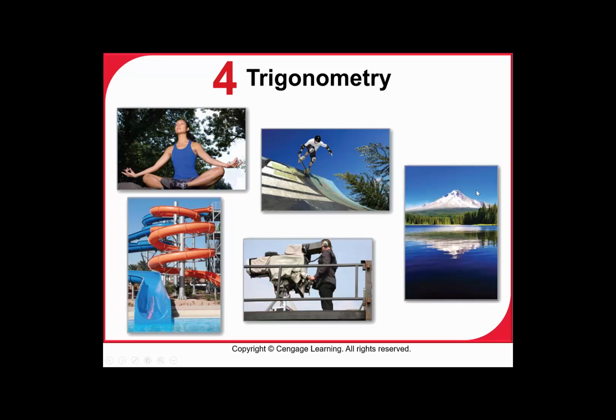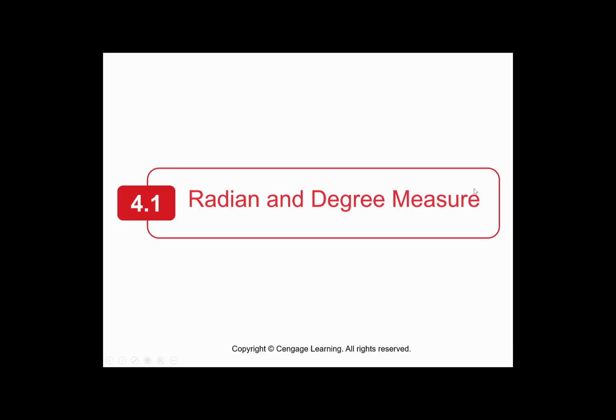Trigonometry. First, take a look at Section 4.1, radian and degree measurement. The typical conversion is 2 pi equals 360 degrees, right? This is radian measurement, and this is degree measurement. So from there we know that pi equals 180 degrees. This is a very important conversion between radian and degree measurement.